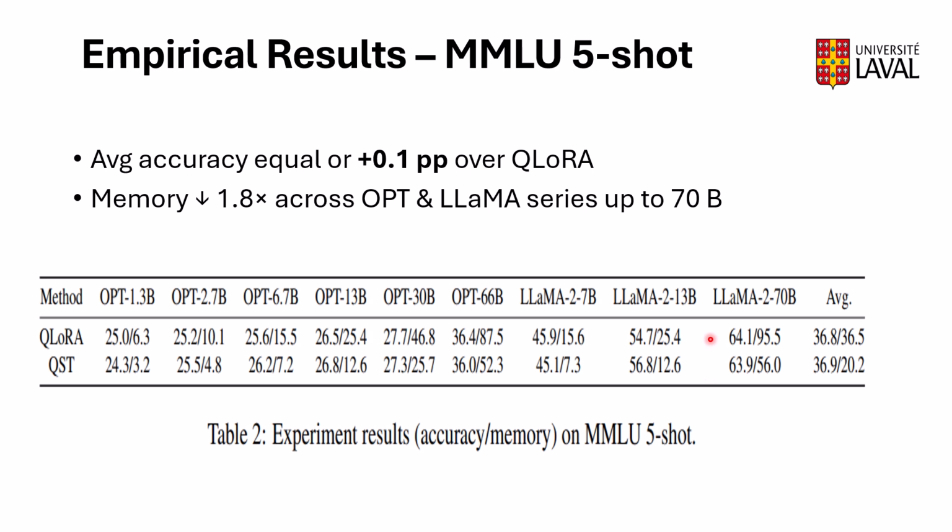But in terms of memory, QST dramatically reduces the footprint for the Llama 2 70 billion model. It cuts memory usage from 95.5 GB down to 56 GB. Across all models, the authors report an average 1.8 times memory reduction.